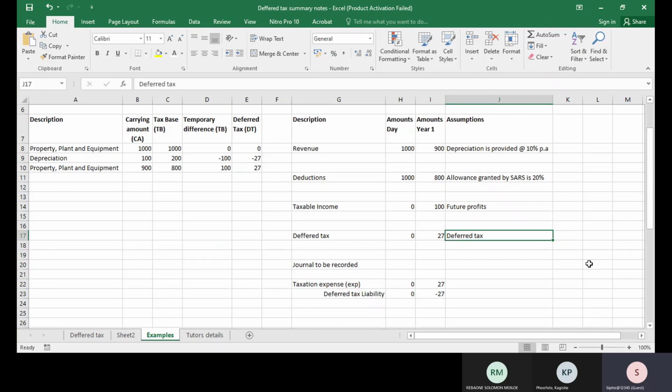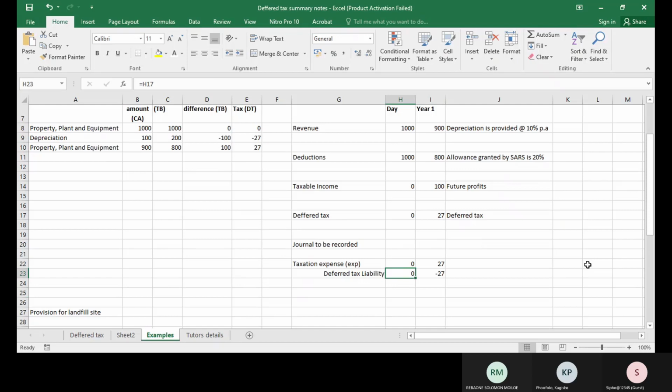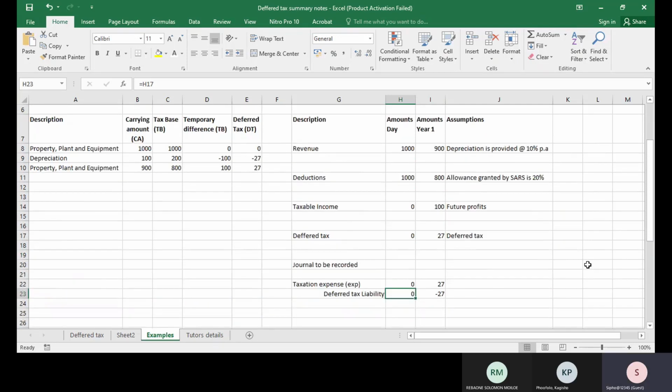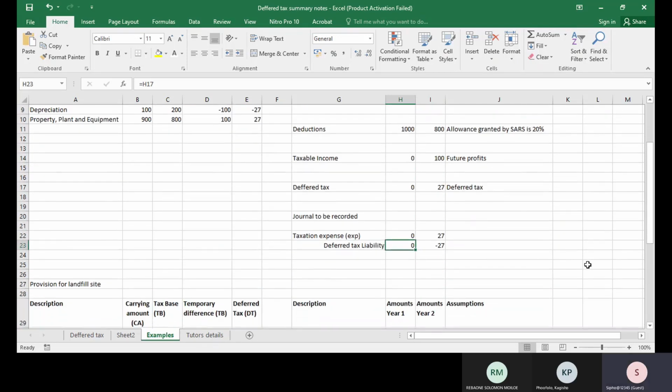So now you need to record this in terms of the journals. You debit the tax expense and then you credit what? The tax liability, 27. And that is all. This is basically deferred tax for you. It cannot get more complex than this. So what I've explained to you here is the asset part.